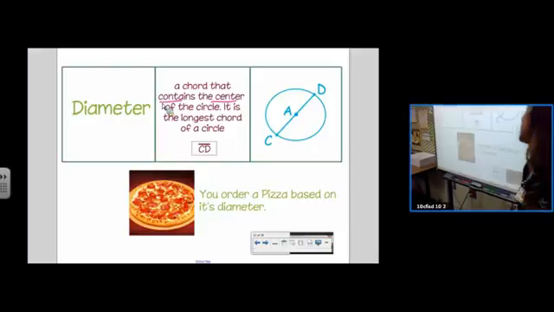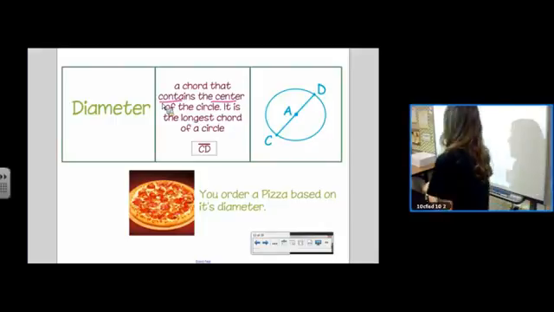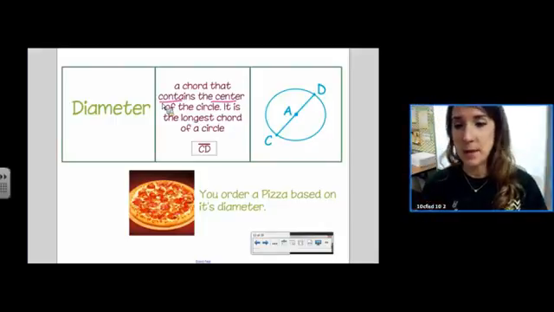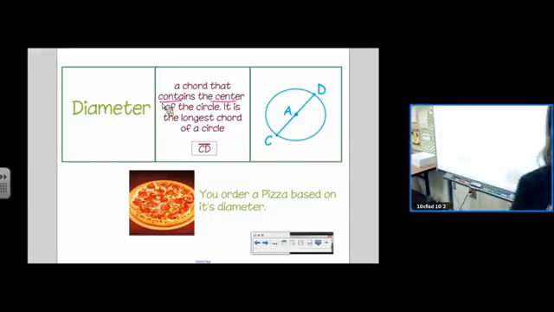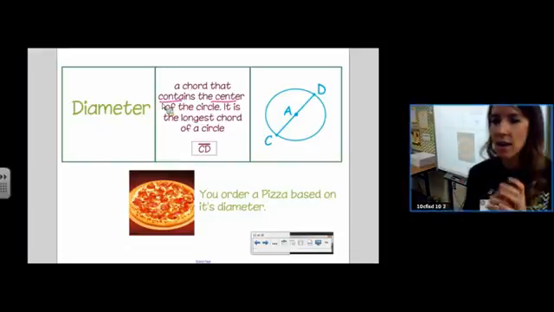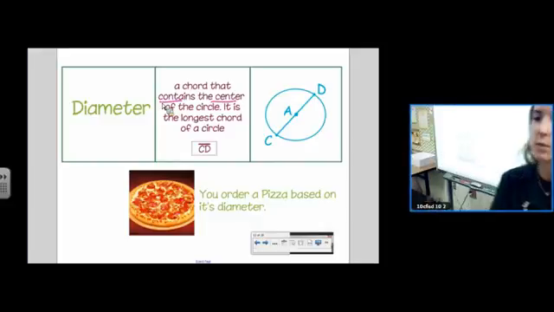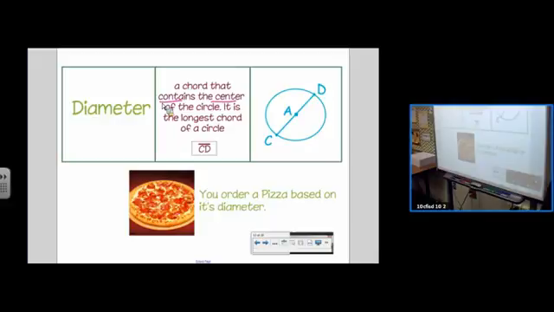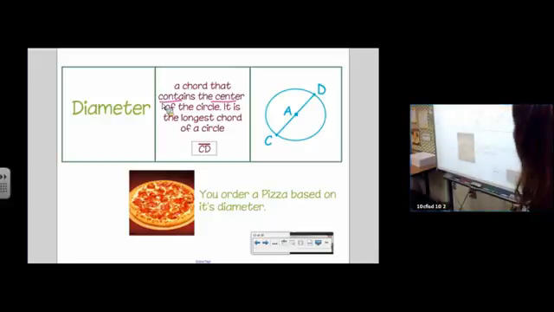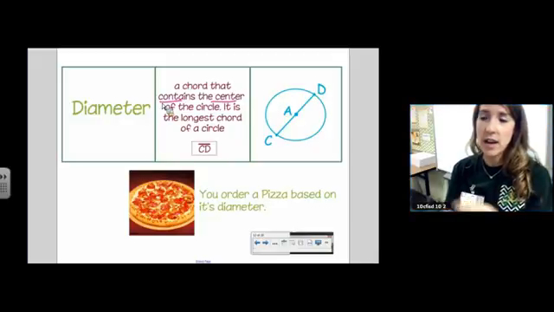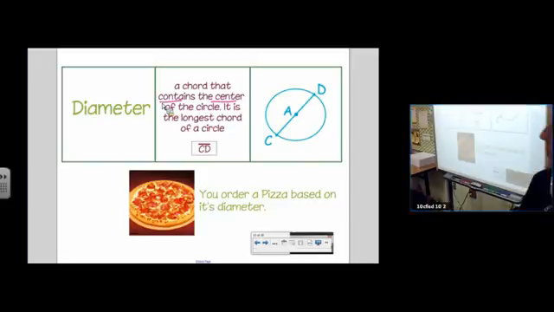When you order pizza, if you order a 12-inch pizza or a 14-inch pizza, they are measuring the diameter of the pizza. They're not measuring the circumference. They're not measuring a chord. It has to go through the center for them to say that that pizza is really a 14-inch or whatever. A diameter is the absolute longest chord you can have. You cannot draw a chord that's longer than the diameter. It's as long as it gets. Let's move on.